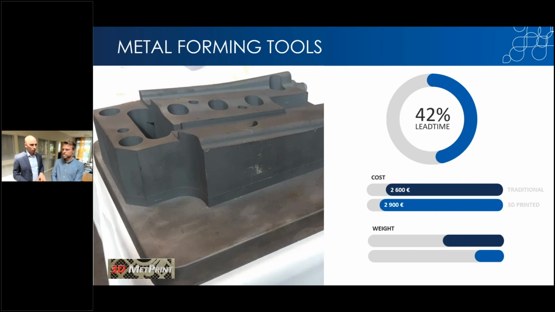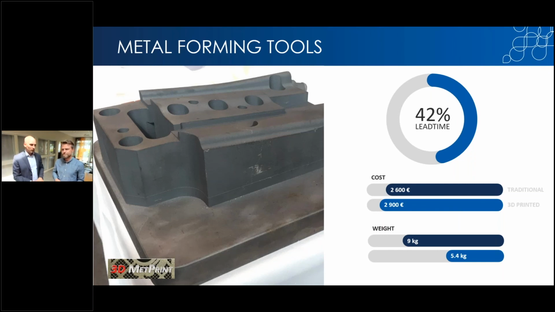The weight of the tool was also reduced by almost 50%, I think 40%. And that enables you to actually run the tool faster. So you consume less energy and you can stamp faster with it, and therefore you can increase your production time, right? Yeah, exactly.